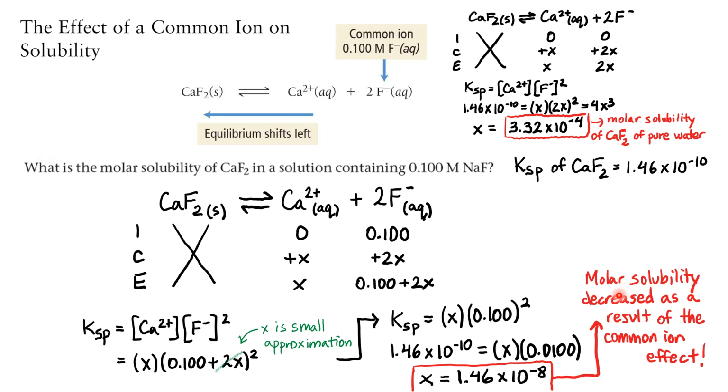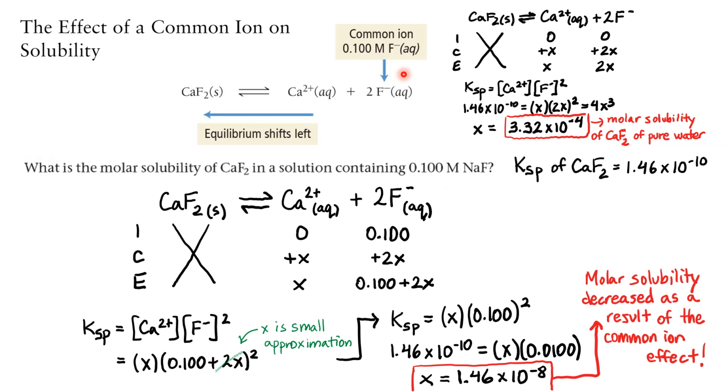And check this out. The molar solubility decreased as a result of a common ion. The x used to be on the order of 10 to the negative 4, but now it's 10 to the negative 8. So what is this telling you? This is telling you that less calcium fluoride dissolved in the solution because you had a common ion already present in the solution.